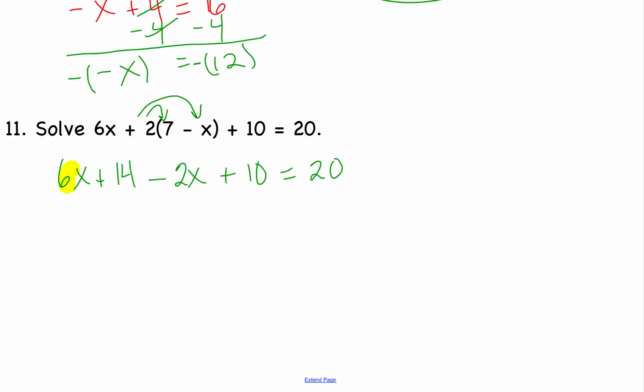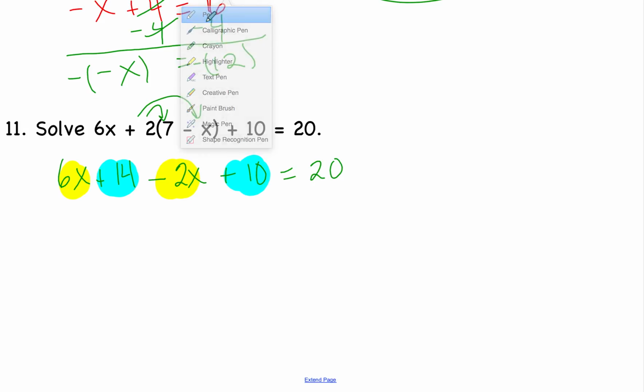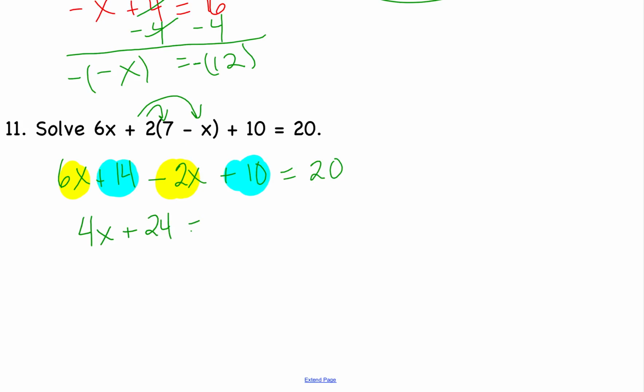What do we have that's alike? We have a 6x and a minus 2x. So remember to keep the signs in front of them, a plus 14 and a plus 10, right? So if we combine our like terms, we end up with 6x minus 2x is 4x. A plus 14 and a plus 10 is a plus 24, and that is equal to 20.